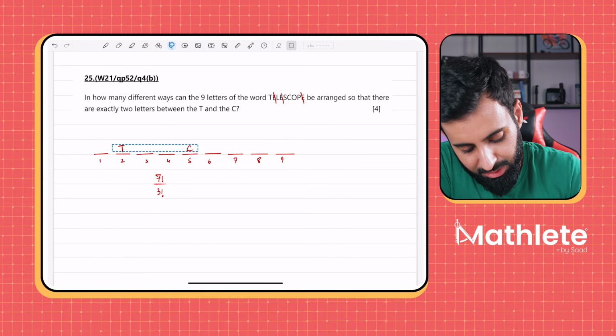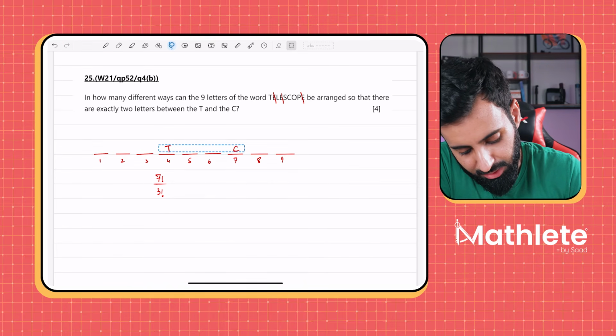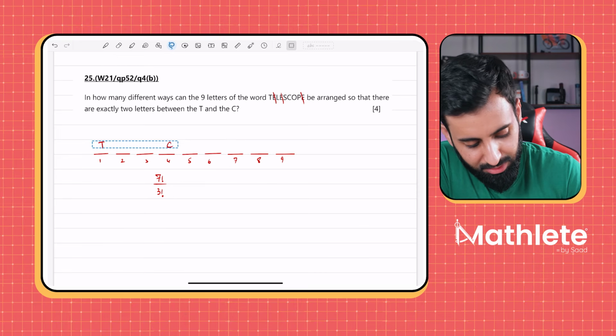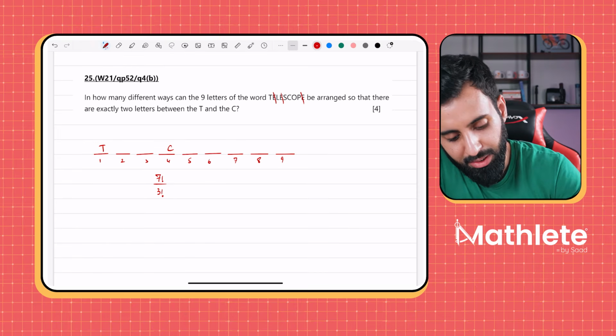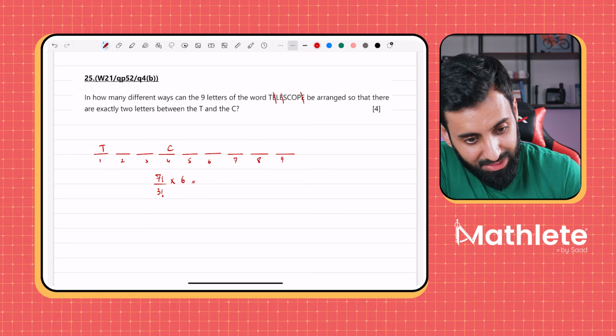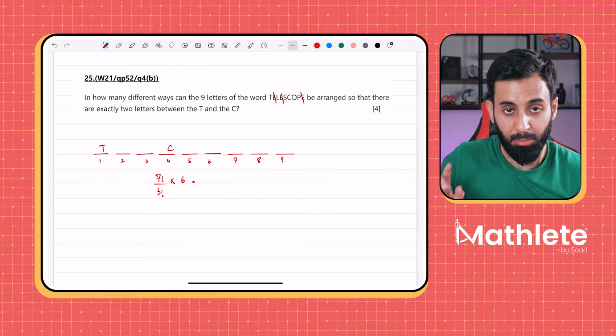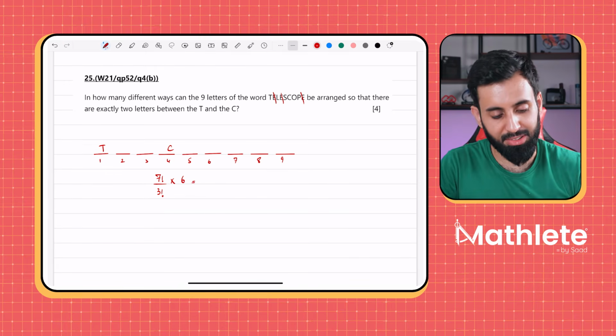So this is 1 place, this is the 2nd, this is the 3rd, this is the 4th, this is the 5th, and this is the 6th. So that means these 2 letters with 2 letters in between can be in 6 different places. Okay? But another catch in this question.